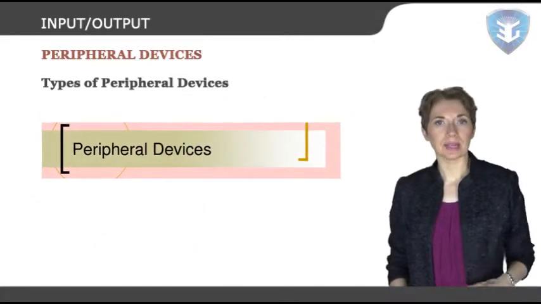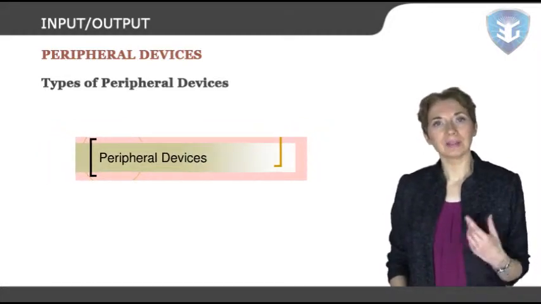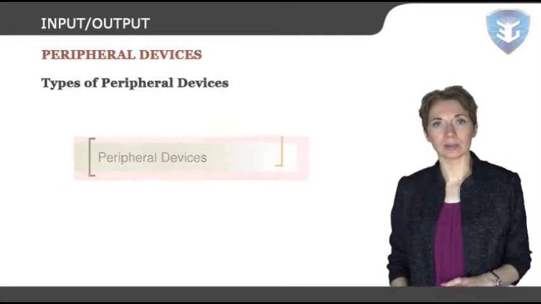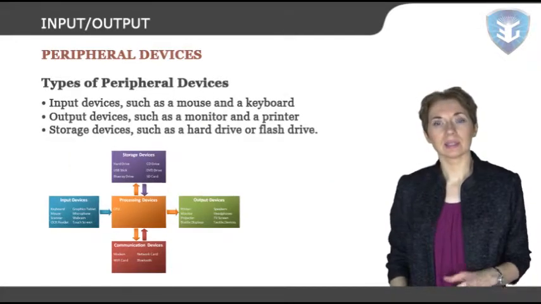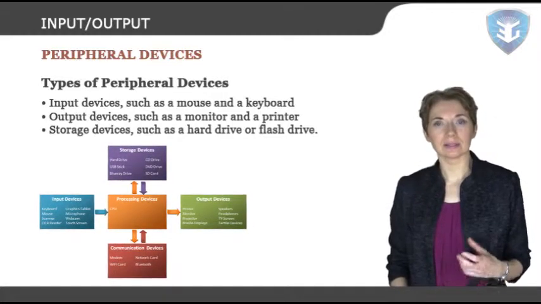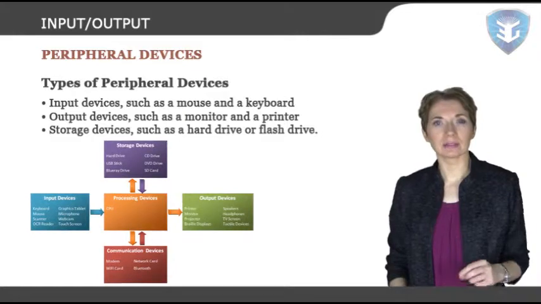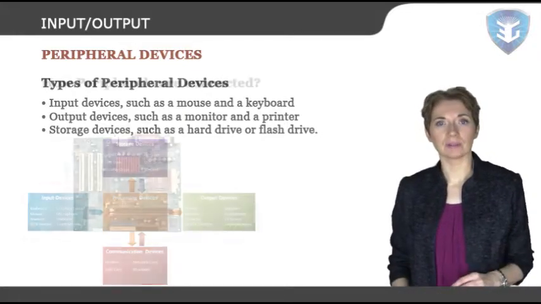Types of peripheral devices. There are many different peripheral devices, but they fall into three general categories. Input devices, such as a mouse and a keyboard. Output devices, such as a monitor and a printer. Storage devices, such as a hard drive or flash drive.